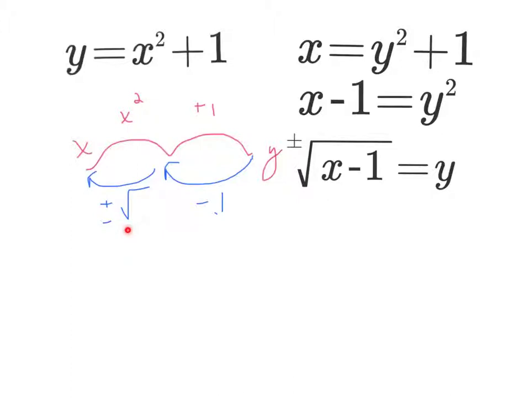Now to verify whether or not this actually is an inverse, what we should do is simply graph both the original equation and the equation that we calculated as the inverse and see whether or not they're symmetrical about y equals x.